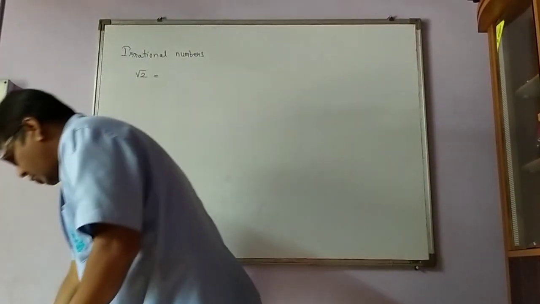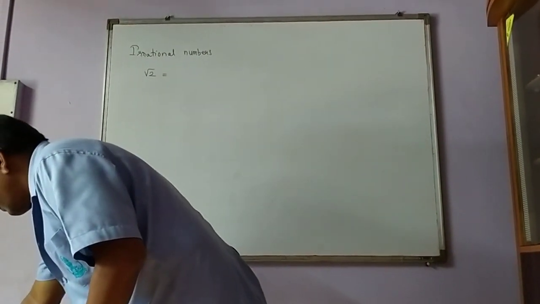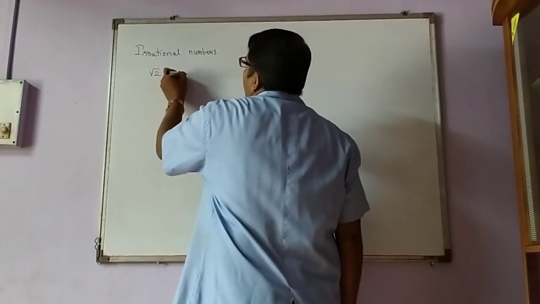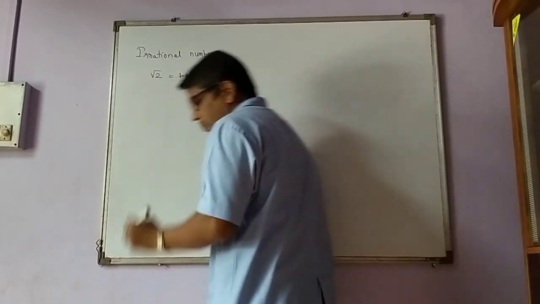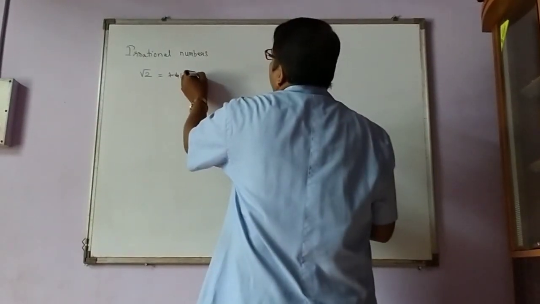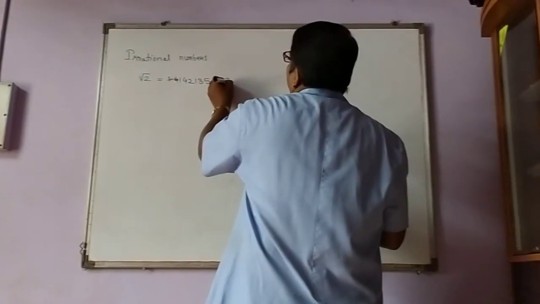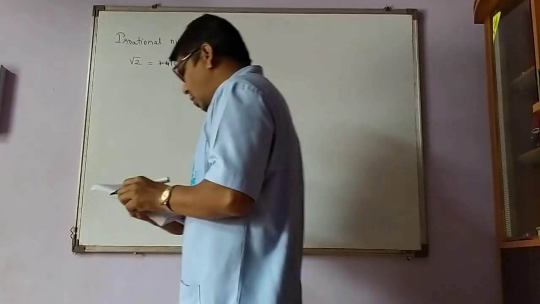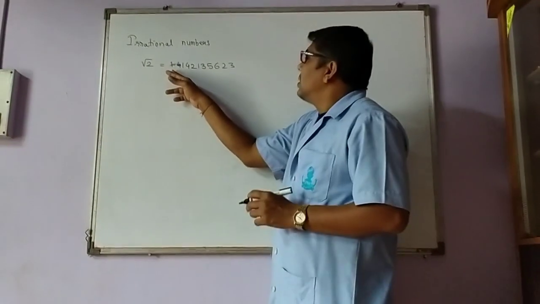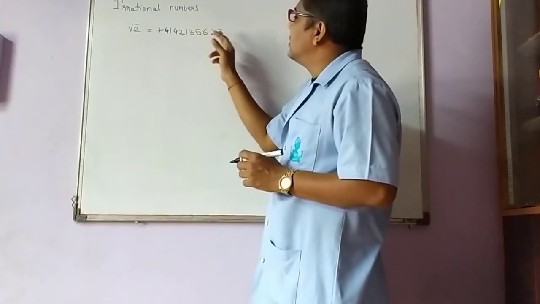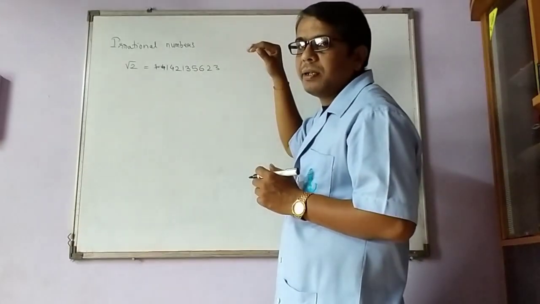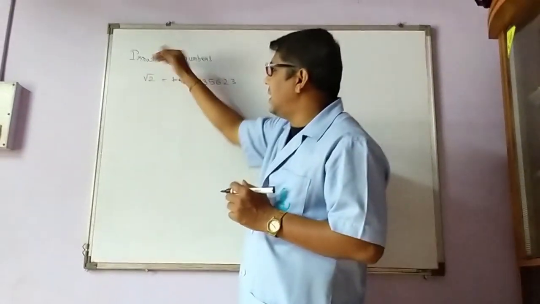Now, the value of root 2 actually is 1.4142 1356 23 and so on. Now this is unending, and you can see here none of the digits is repeated, so it is non-terminating and non-recurring, hence it is called an irrational number.